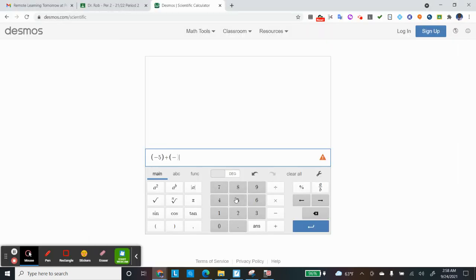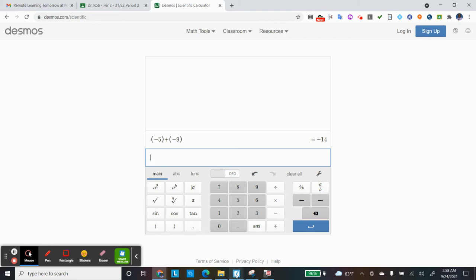Go back here, plus -9. Let me go back. -9, and let me delete that. Okay, and I get my answer of -14. So again, notice we use the minus sign for negative. So this calculator is a little bit better because it understands negative numbers. So you might want to use this if you don't have the other calculator available.